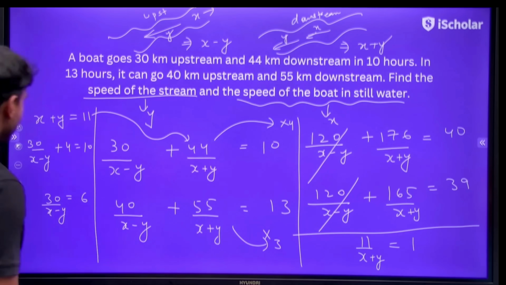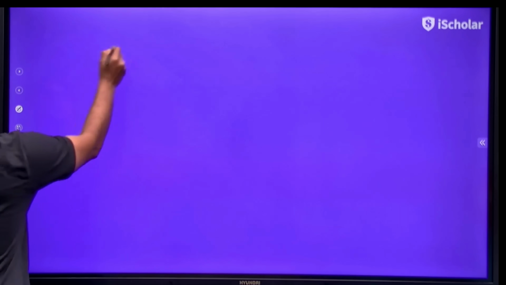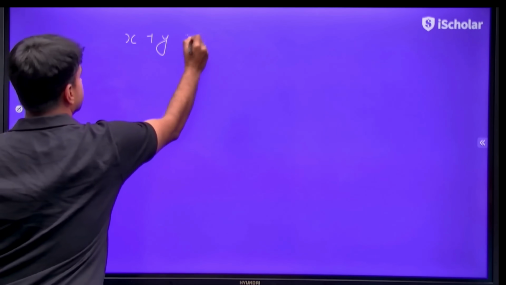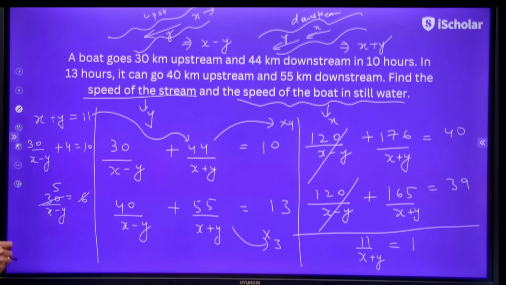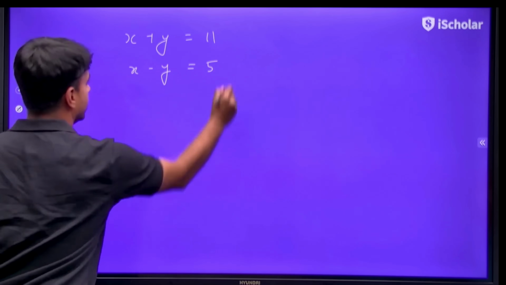Yes. Now we will get from here, this will be 5. So we will get x plus y is equal to 11 and x minus y is equal to 5, correct?